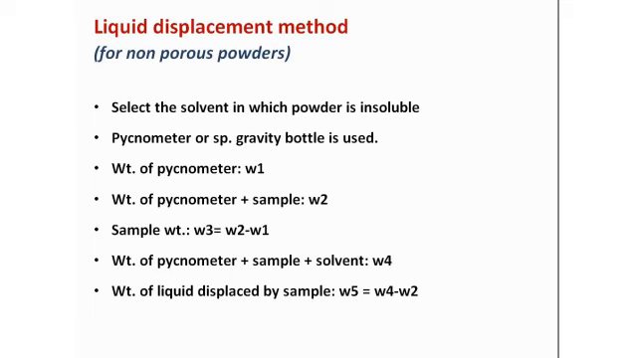Now how are you going to determine the true density? Thus the true density is generally equal to W3, that is W2 minus W1, divided by W5. So this is the liquid displacement method, and it is generally used for porous powder. It's a simple calculation. Done.